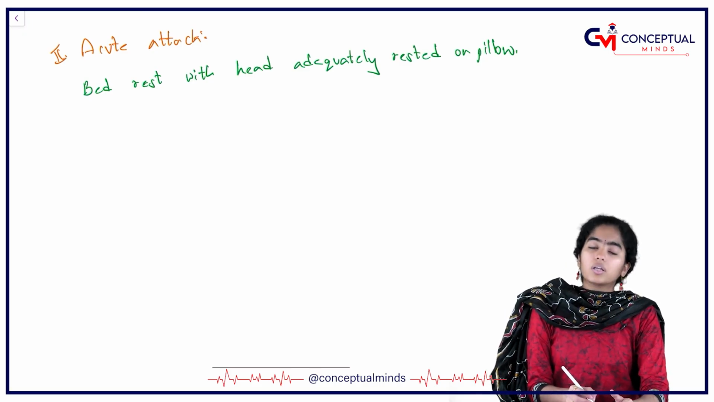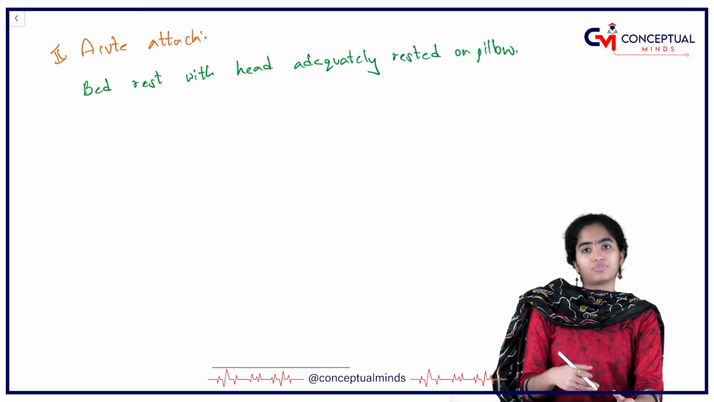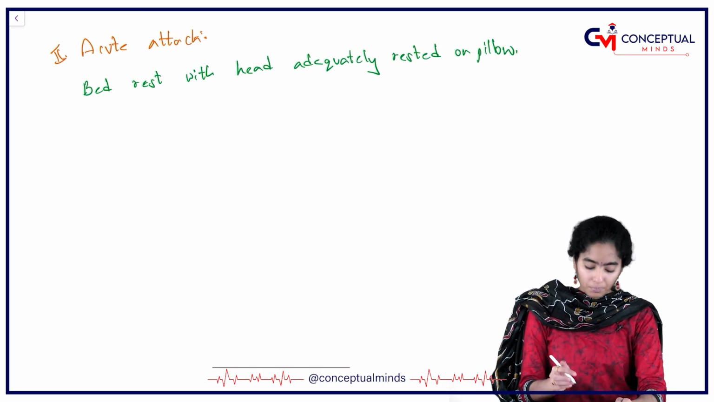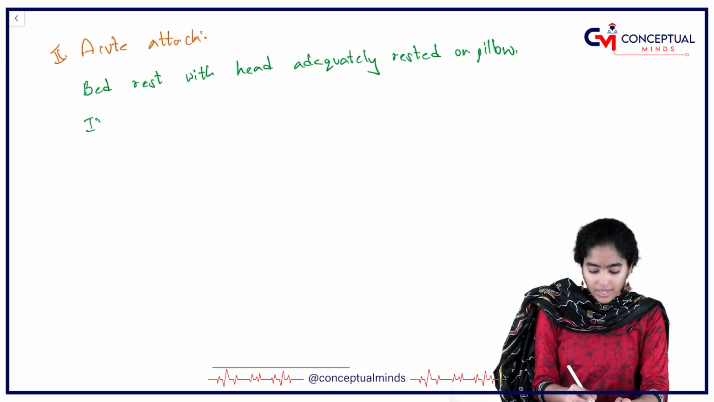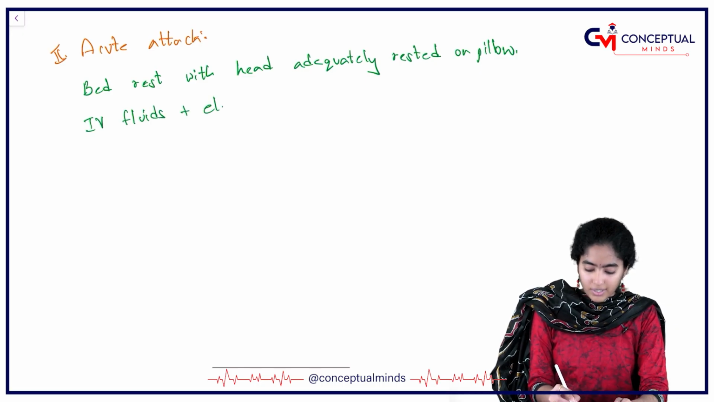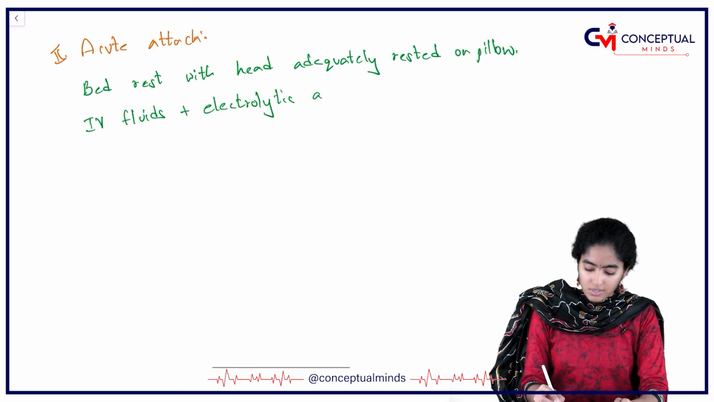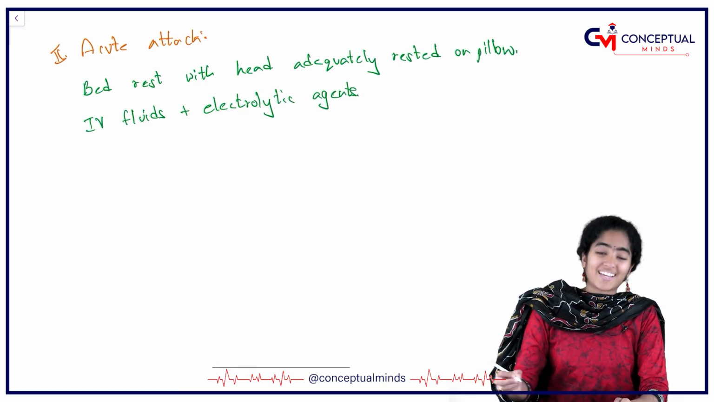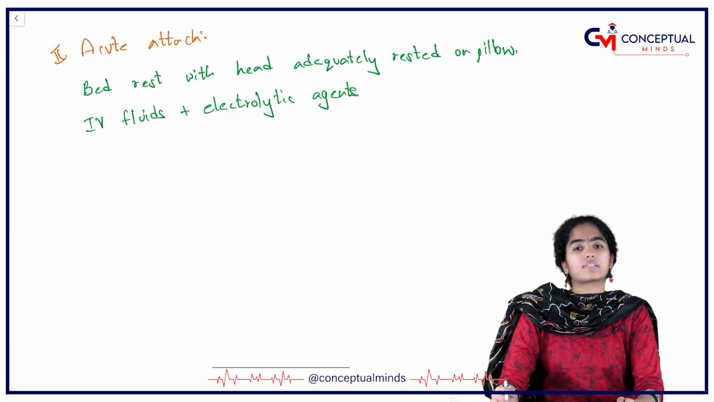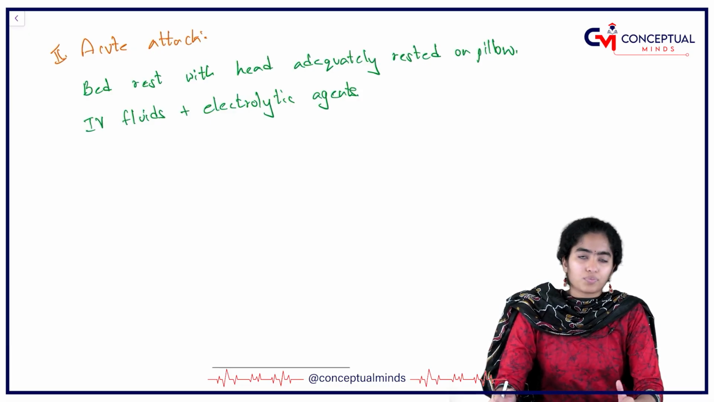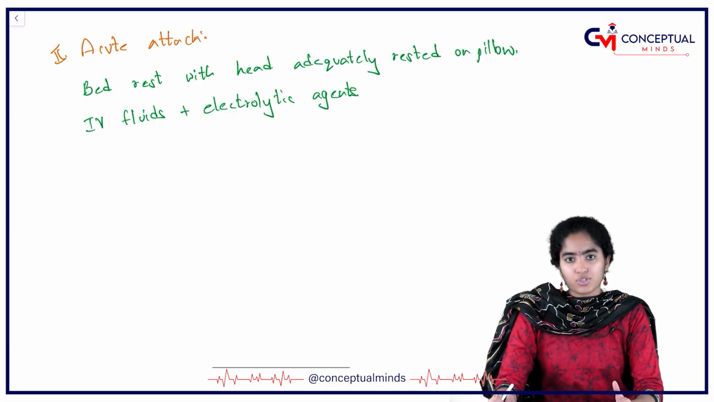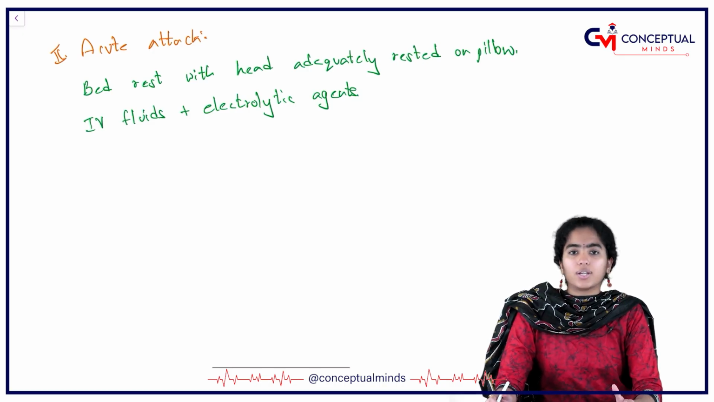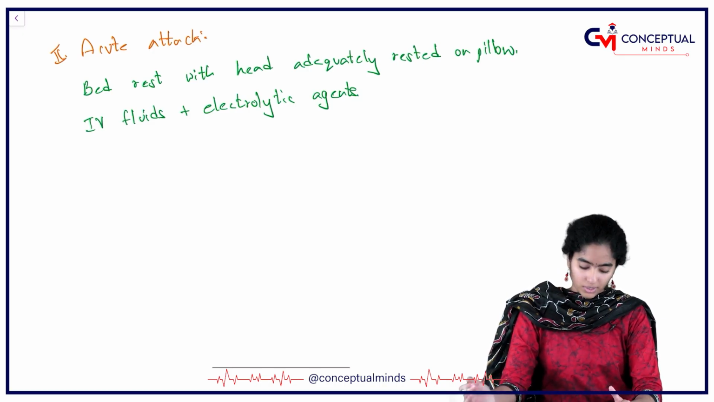And then these patients usually have vomitings along with vertigo. So we have to give IV fluids plus electrolytic agents. Why? Vomitings, excess vomitings especially, can disturb the electrolytic balance of the body. It can also lead to dehydrations. So IV fluid and electrolyte administration are very important.